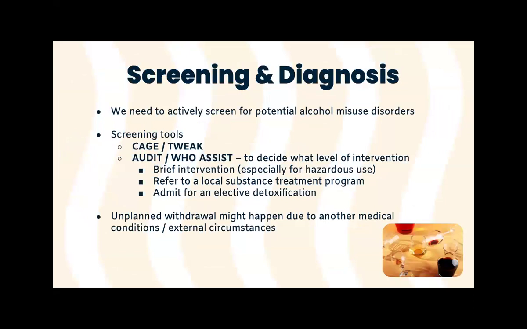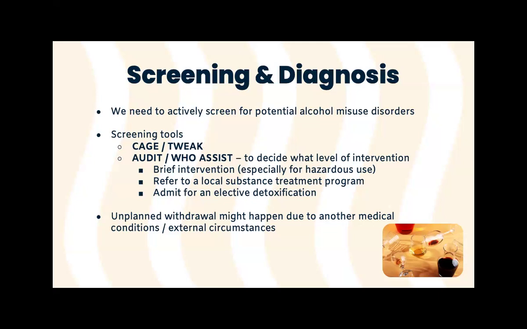So it's important that we start screening patients better for alcohol misuse disorders. There's a couple of screening tools that we particularly want to use. Everybody's aware of the CAGE. I'm going to show you the TWEAK today, which is a slightly upgraded CAGE. And if your CAGE is positive, ideally you want to use the AUDIT to do a bit more of an in-depth examination.